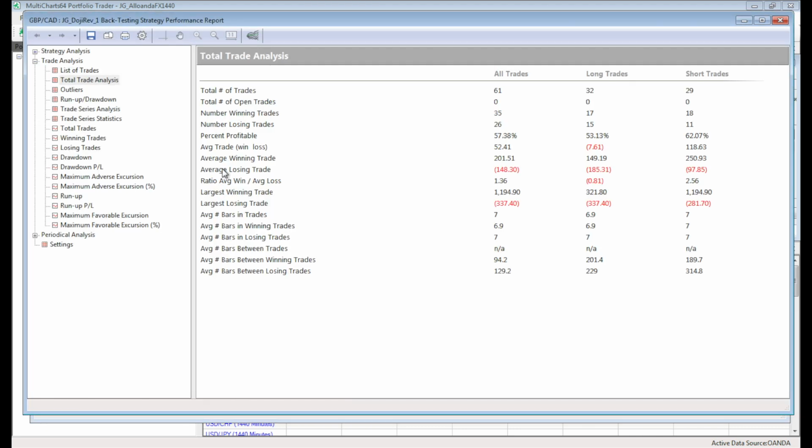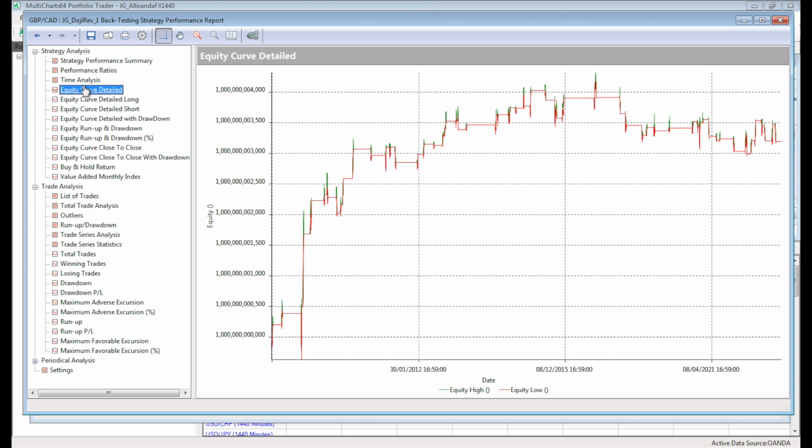Pound Canadian dollar, very large average trade at 52 pips. Equity curve isn't really good. It looks fairly flat to me. You know, it made a few really good trades early years, but then essentially I think it's gone a bit flat.